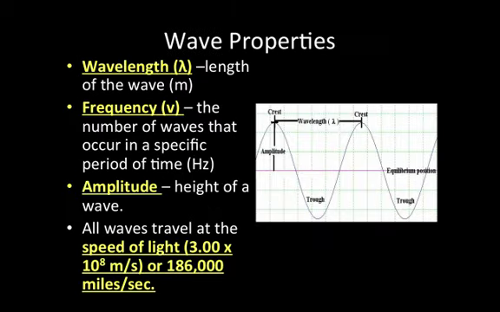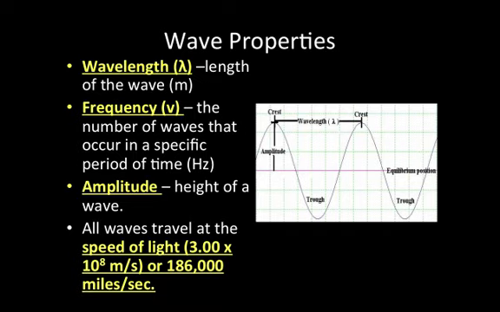Just some basic properties of waves that you hopefully already know. The wavelength, which is signified by lambda, is the length of the wave, hence the term wavelength. As we look here, we've got a point that goes from crest to crest, the top part of the wave to the top part of the wave, and that is the wavelength. The frequency is the number of waves that occur in a specific period of time. That's measured in something called hertz. So that is how frequently the wave happens in a specific period of time.